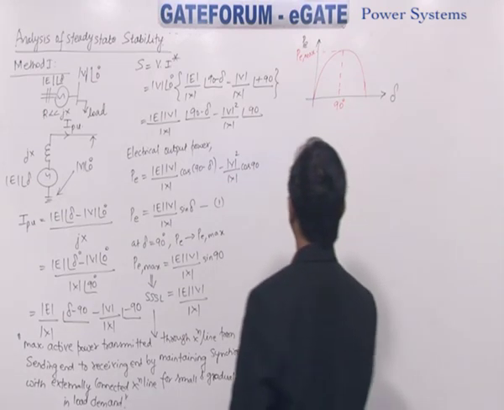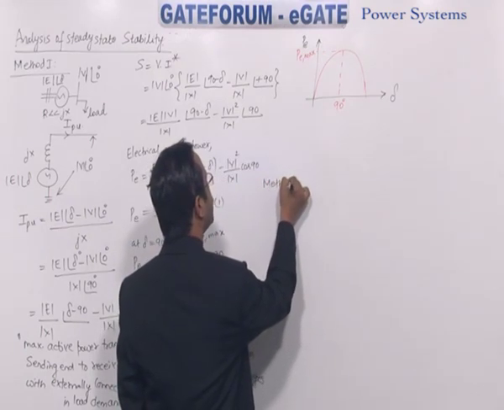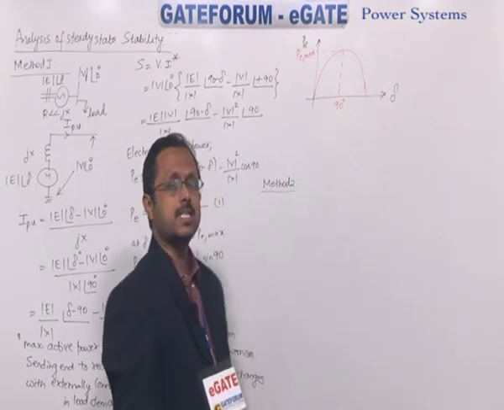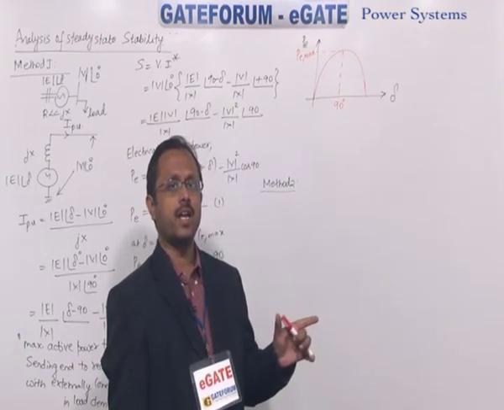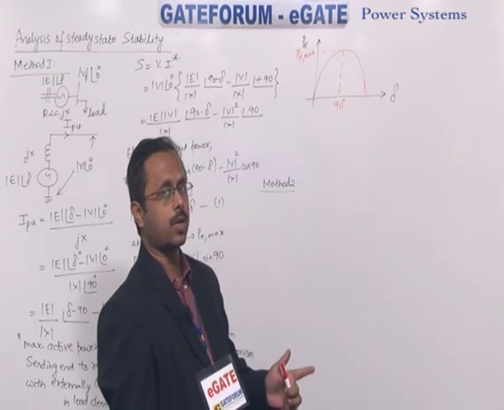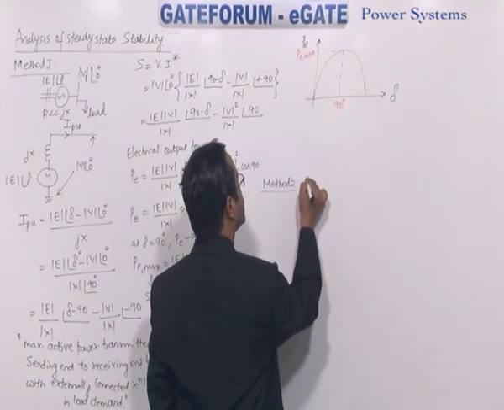Now we have method 2, which you name as synchronizing power. That is the degree of magnetic coupling between the stator axis and rotor axis. You name it as synchronizing power.